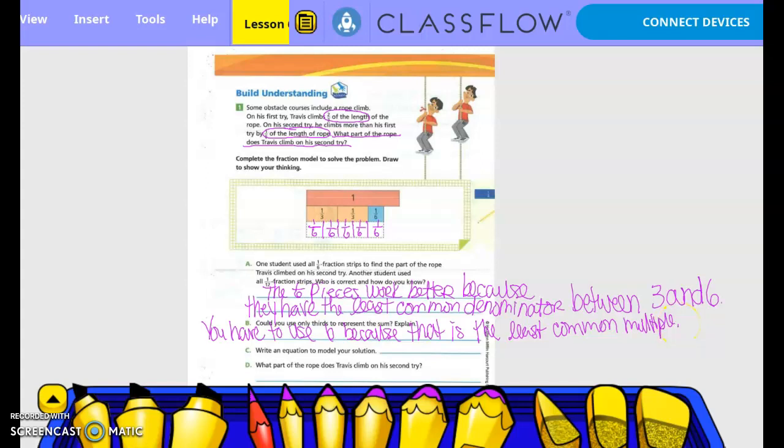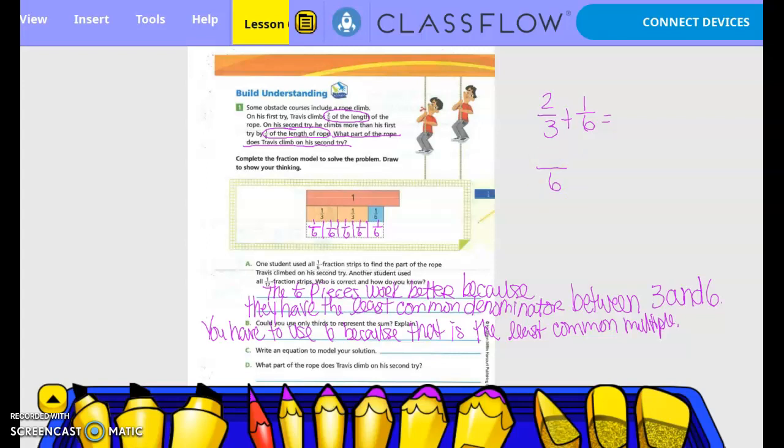Okay, write an equation to model your solution. So basically, we did 2/3 plus 1/6, right? Yeah. Okay, so you can write this on your line, but I'm going to write it over here. So we did 2/3 plus 1/6 equals our answer, right? We had to get a common denominator, and we said 6 is our common denominator, correct?